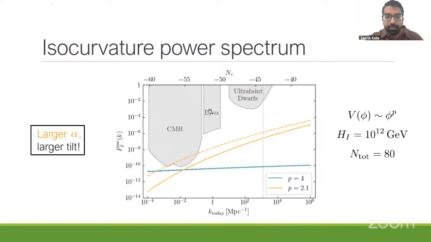I should say I'm comparing this now to various existing constraints on the isocurvature power spectrum from the CMB, Lyman alpha, and even at smaller scales from ultra faint dwarfs. And so I can find scenarios where I'm indeed avoiding these constraints at large scales, but I can get very enhanced power at small scales, which could have interesting results. Finally, this dotted line, I'll come back to at the end of the talk. I'll explain what that means in a bit.